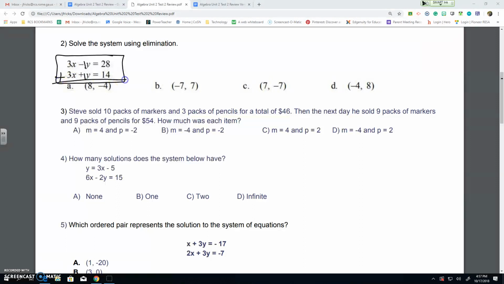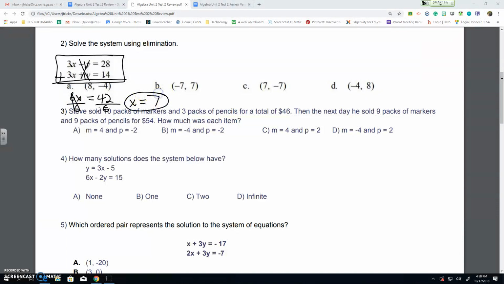So what I can do with a problem like this is just add them together and see what I get. So negative 1 plus 1 will cancel. 3x plus 3x, once again, is going to be our 6x. And then 28 plus 14, that should be 42. So when I divide that by 6 on both sides, that's going to give me an answer of x equals 42 divided by 6, which would be 7.